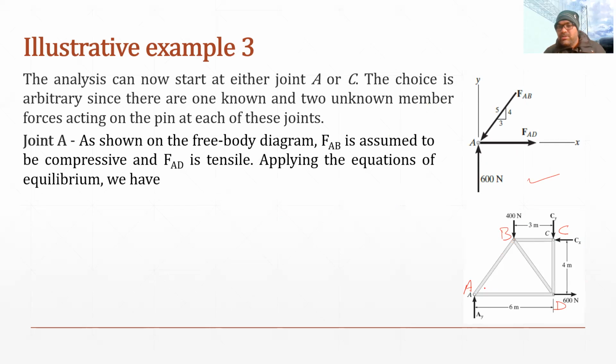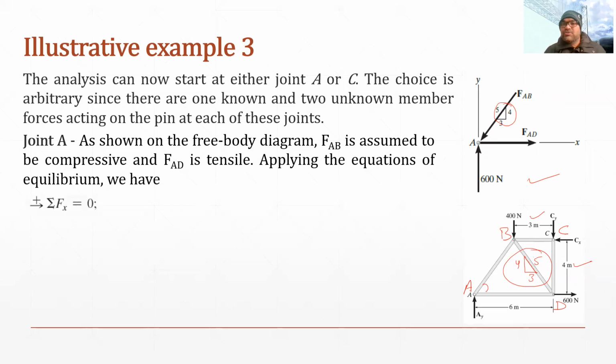As you can see, the angle is not given, but we can find the slope of this member. This is 4 meters and this is 3 meters, so these are 4 units and 3 units. Then the third side of this triangle will be 5. With this we can find the slope, and we can find the horizontal and vertical components based on the slope.